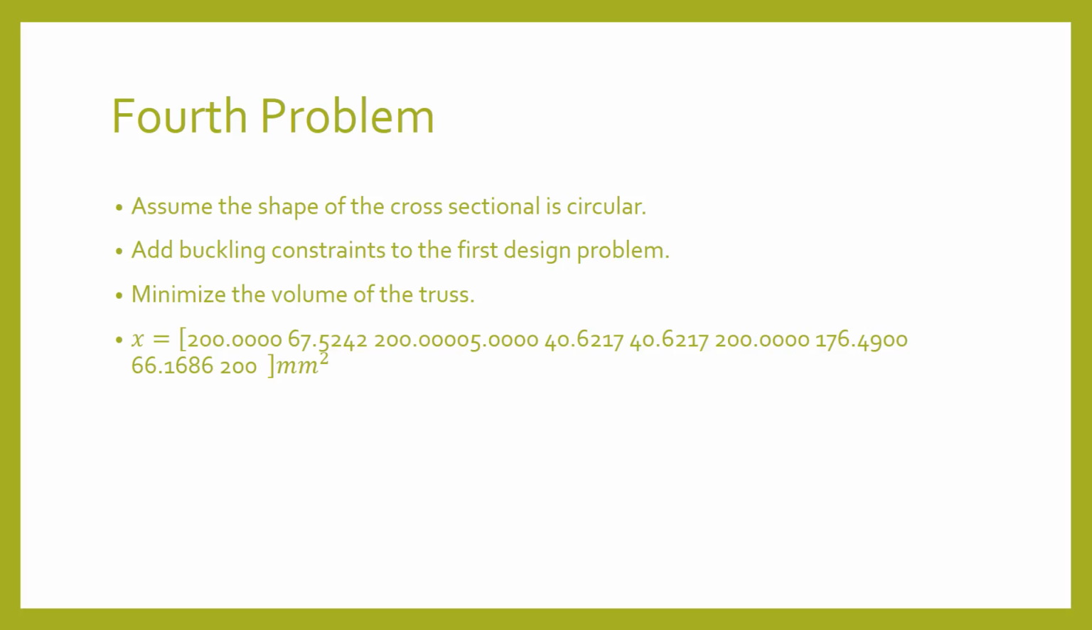The last problem is to minimize the volume of the truss. So I added a buckling constraint to the first design problem, and I assume the shape of the cross-sectional area is circular. So compare this result, which I listed at the end, to the first problem. We can see that almost all bars' cross-sectional areas increase.